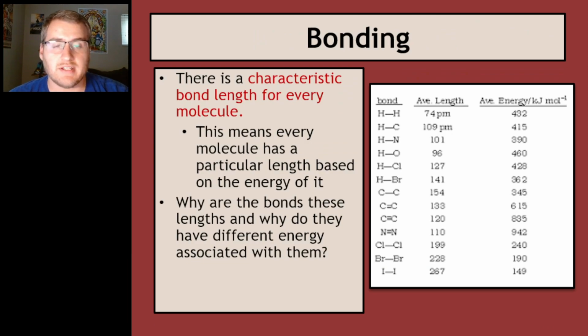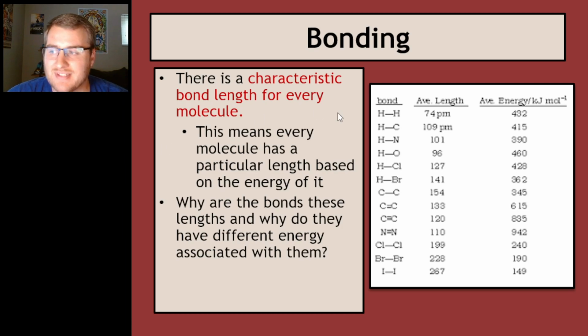So this leads us to the idea of bonding. There's a characteristic bond length for every molecule, meaning there's that perfect sweet spot distance that those two atoms will like to join at. That's the part that optimizes the attractions and minimizes the repulsions to be in the lowest possible energy state available. This means that every molecule has a particular length based on the energy of it.